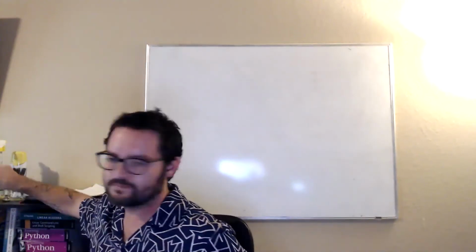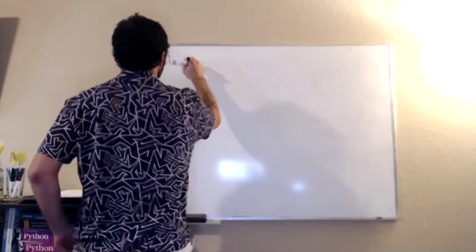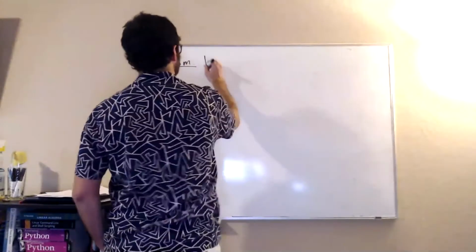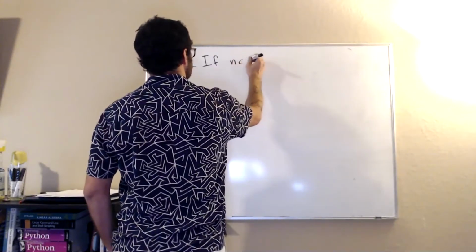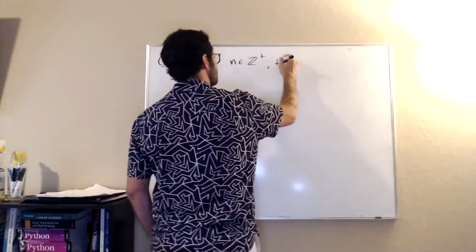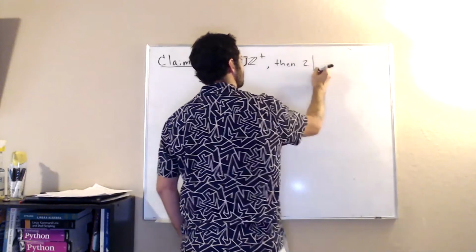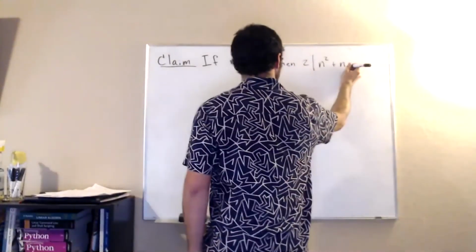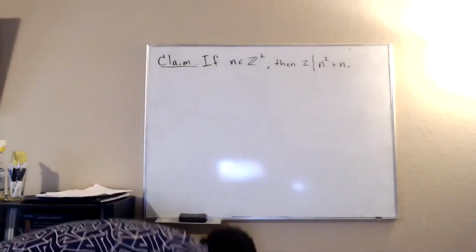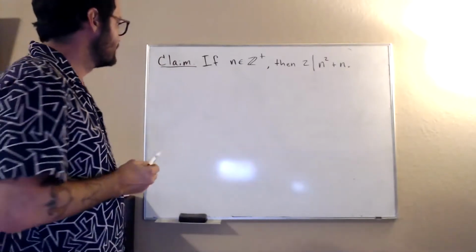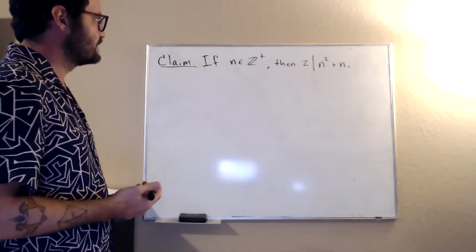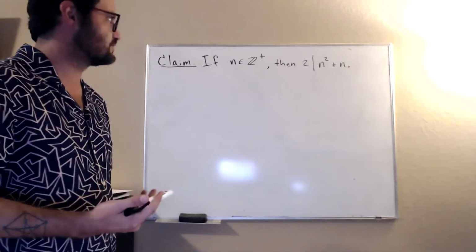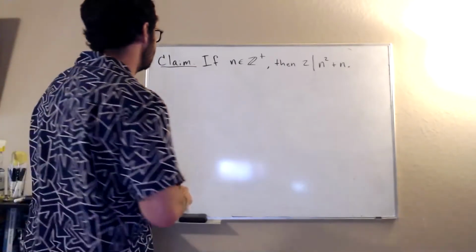So, for example, let's look at this claim. The claim says if n is a positive integer, then 2 divides n squared plus n. So this is a statement that is claimed to be true for all positive integers. And when you see things like this, it's always possible that proving by induction is a way to go. So let's see if we can do that.